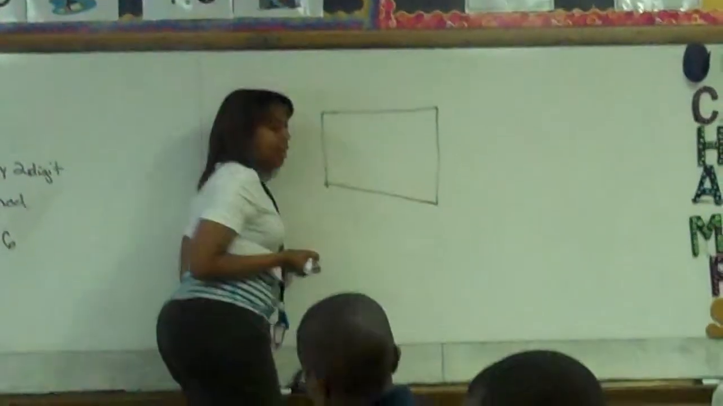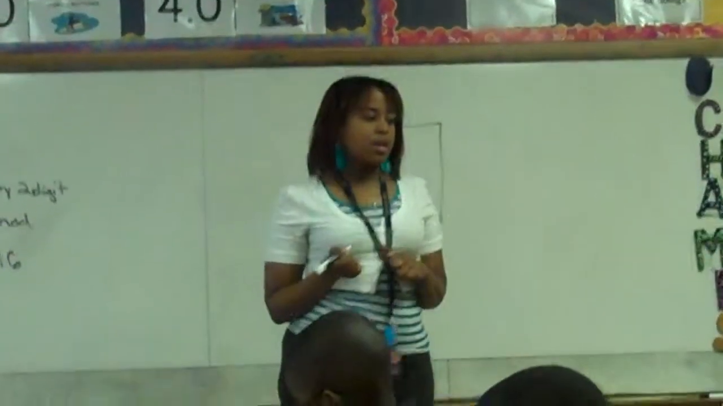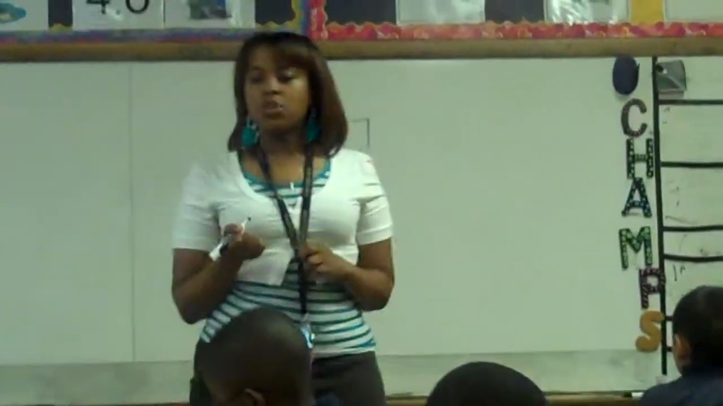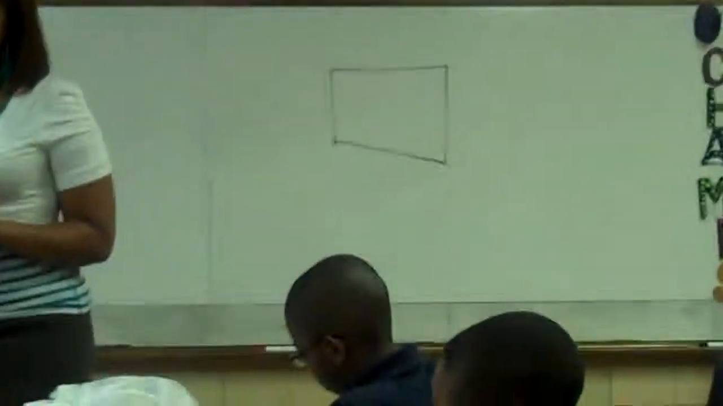So make a square just like that. Don't make it too big, but make it big enough so you can write some numbers in it, okay? Because you're going to be writing numbers in it, okay? Put a square on your paper. Good job. Okay?